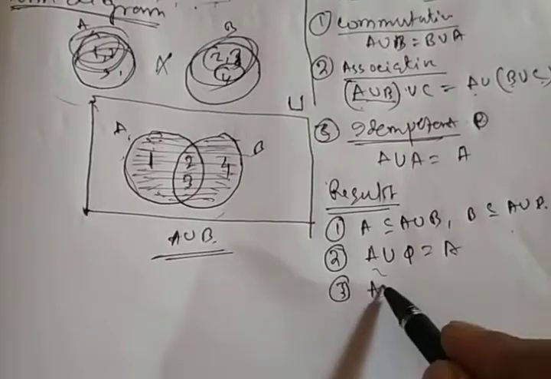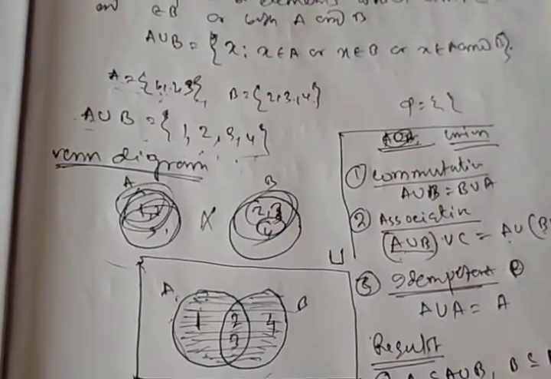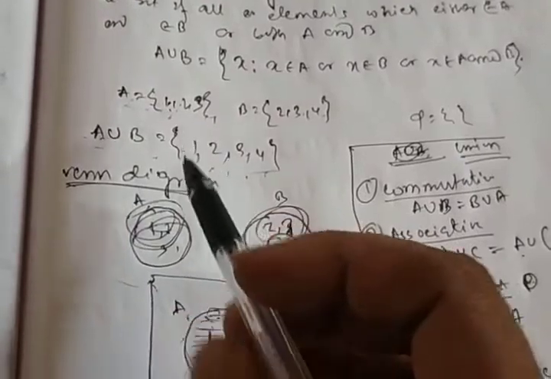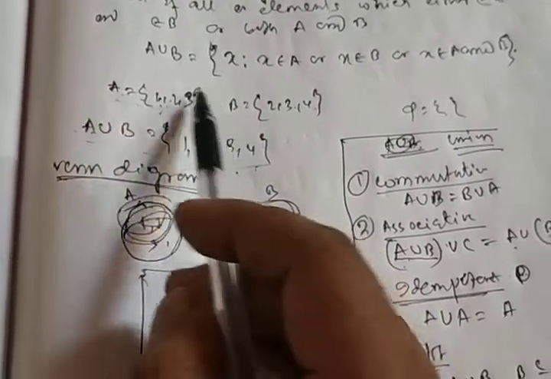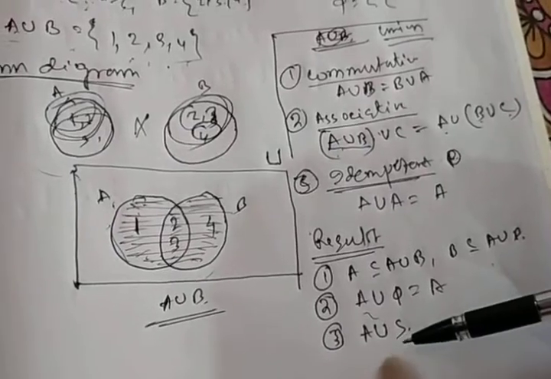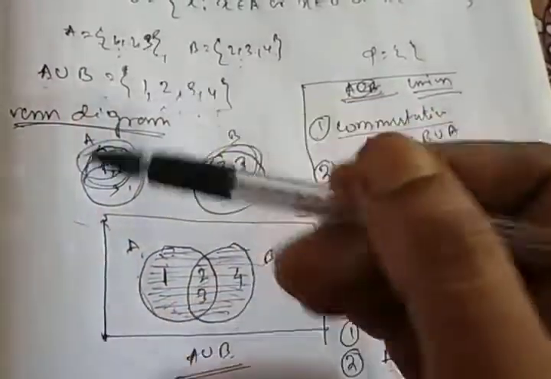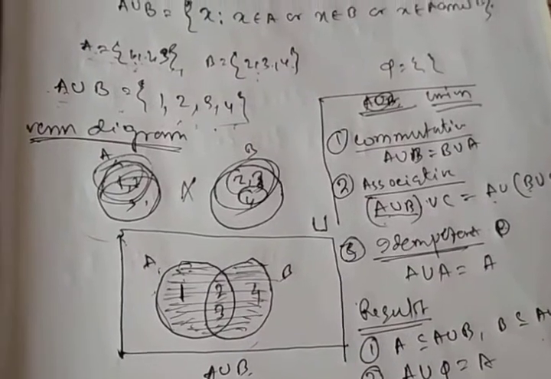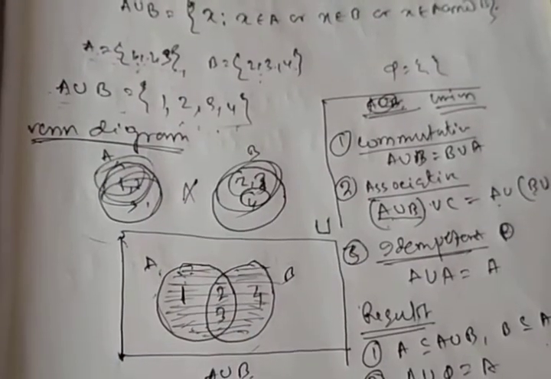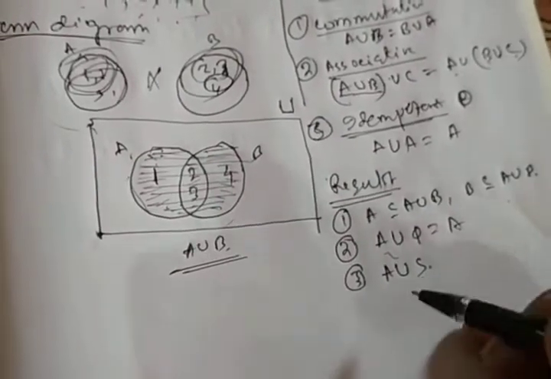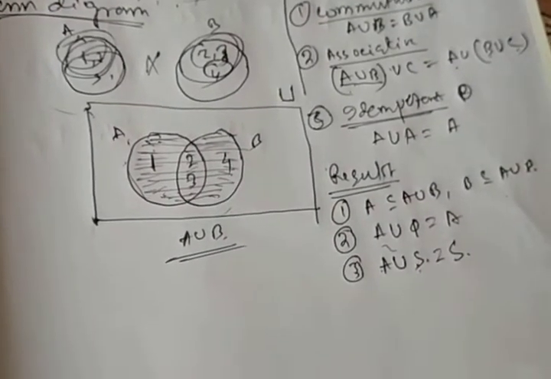Third, A union S. S contains all the elements which come from this set A, that is, all the elements of A and B come from this set S. So S contains all the elements of A, also all the elements of B. If we take the union of the universal set and the set A, every element of A is also in S, so the required set will be S, the universal set.